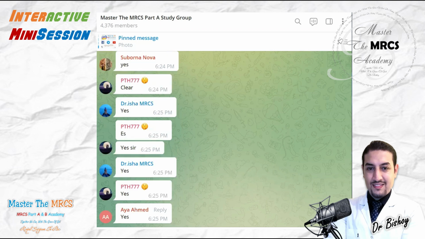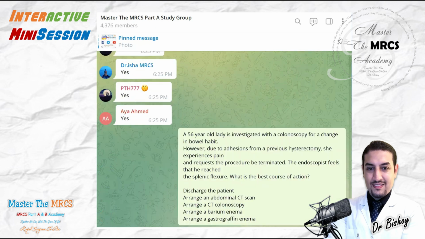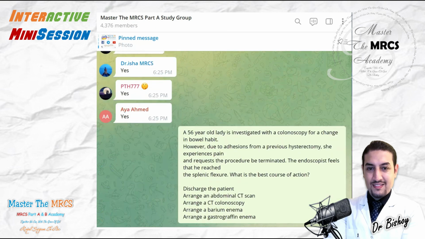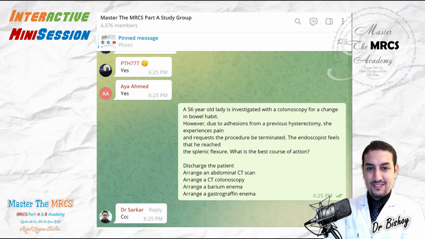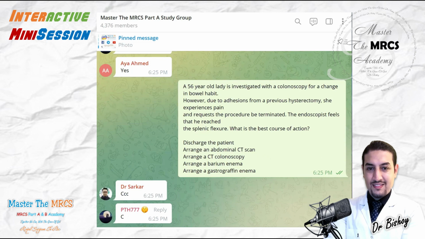So, we have an old lady investigated with colonoscopy for a change of bowel habit. However, due to adhesion from previous hysterectomy, she experienced pain and requests the procedure to be terminated. The endoscopist feels that she reaches the splenic flexure.